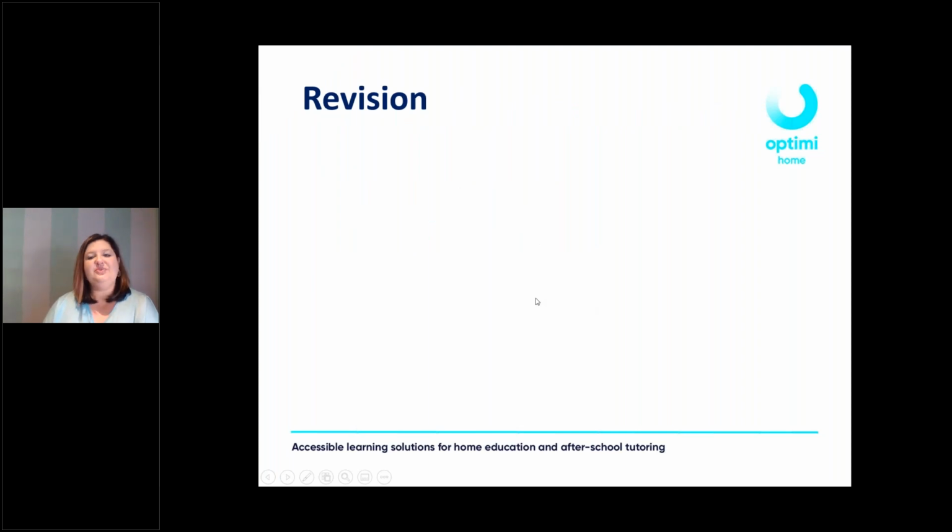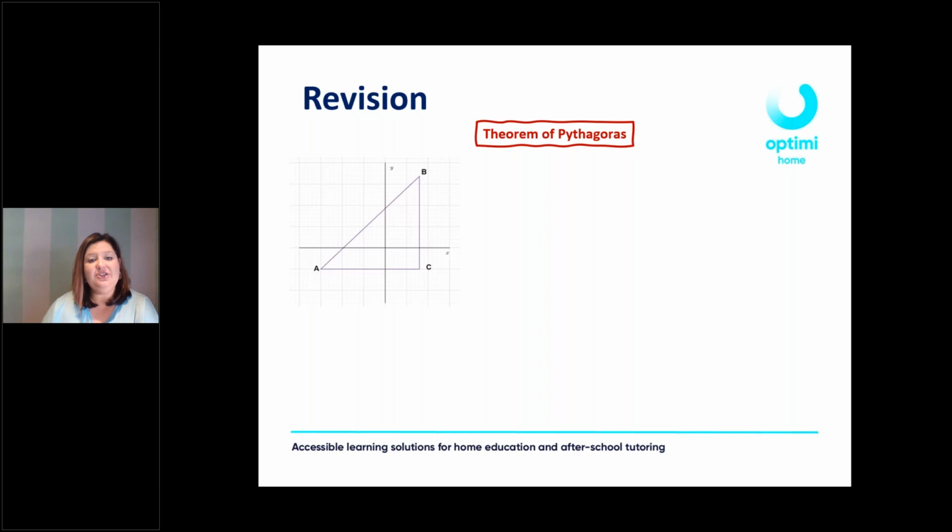Okay, so let's start with the revision. I'm going to start with something simple, something that you've used a million times, and just quickly revise that. And that is the theorem of Pythagoras. Now, what is important is that you can only use the theorem of Pythagoras with a triangle, and a very specific triangle. It must be a right-angled triangle, meaning your triangle should have a 90-degree angle in there. So you see that I've indicated that with a nice red block over there.